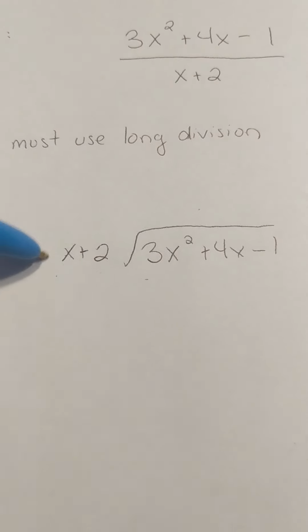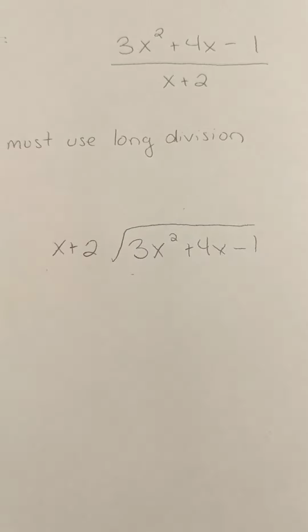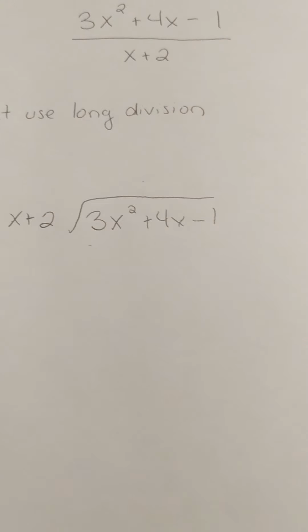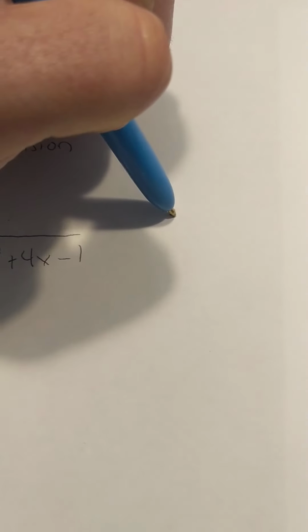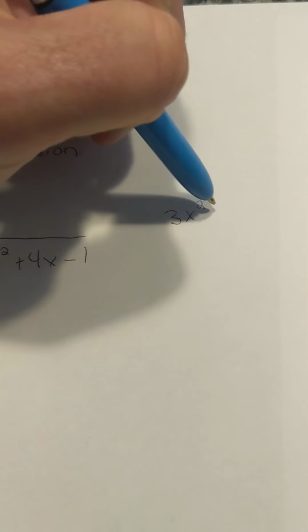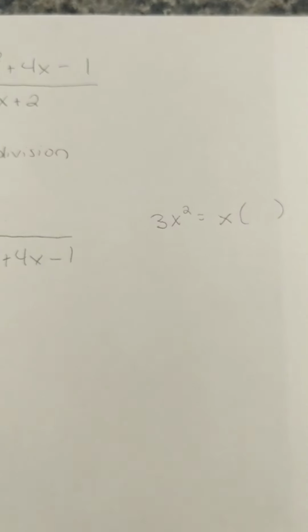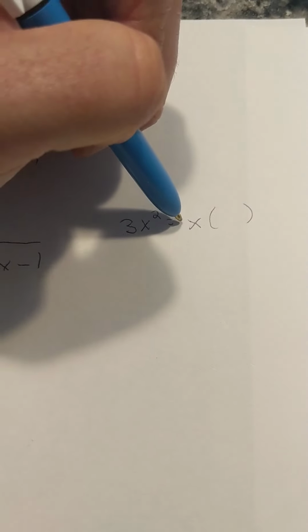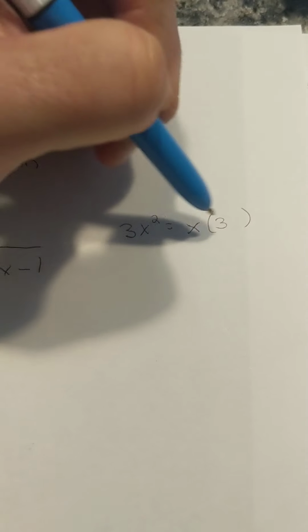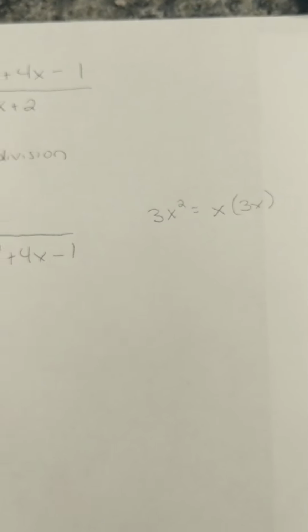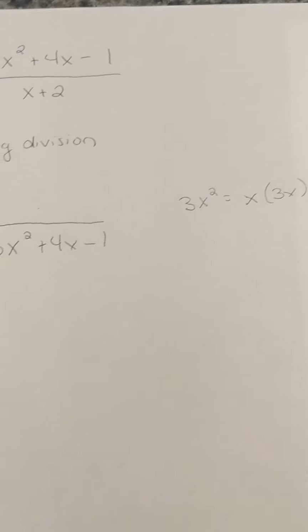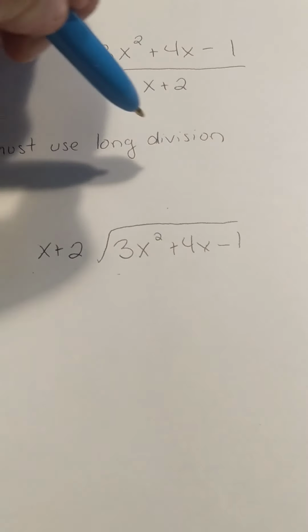So let's try it out. x times what gives me 3x squared? Off to the side, I want it to equal 3x squared, and currently I have x. So x times what gives me 3x squared? Well, I need to have a 3, and I need another x. So I have to multiply x by 3x to get 3x squared.